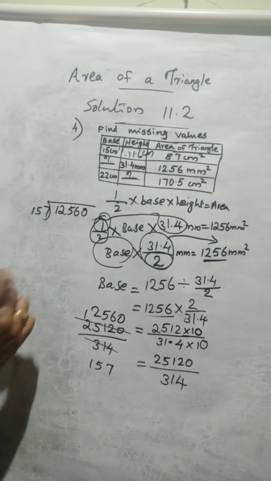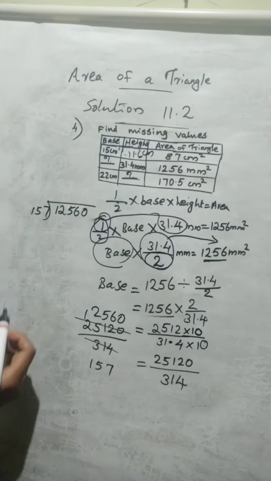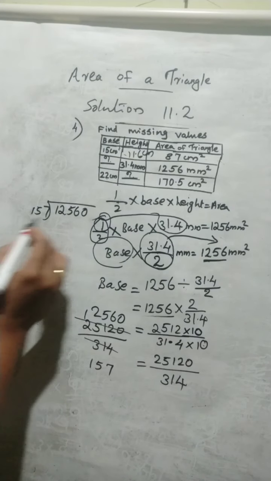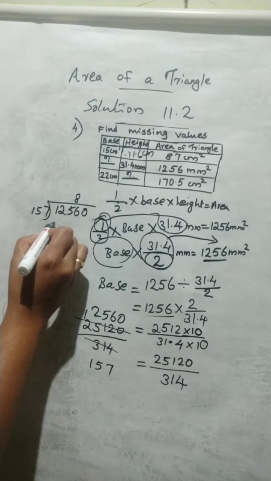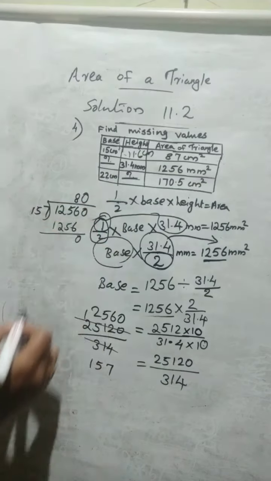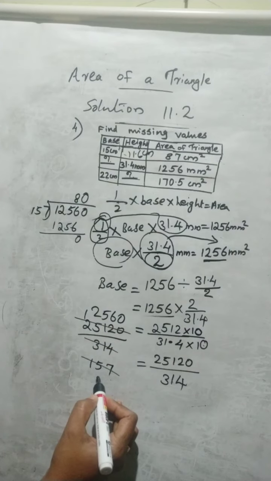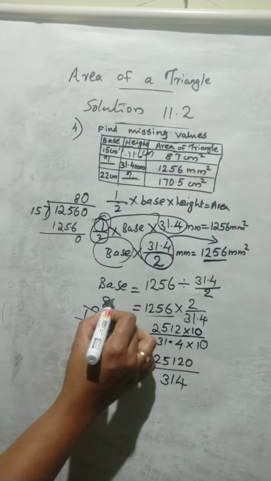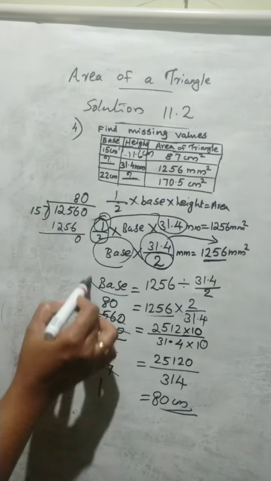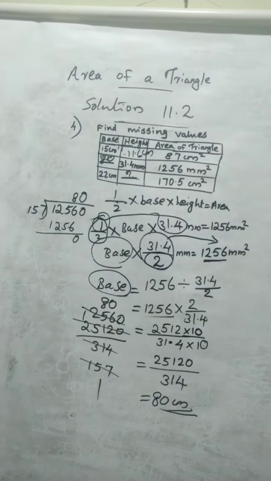Next, we can divide this 12,560 by 157. 8 times 157 is equal to 1256. Then the 0 we can keep here. Okay, so we can divide both the numerator and denominator by 157. Here 1 will be there, here will be 80. So that is equal to 80 centimeter. So now we can say the base of this triangle will be 80 centimeter. Clear?